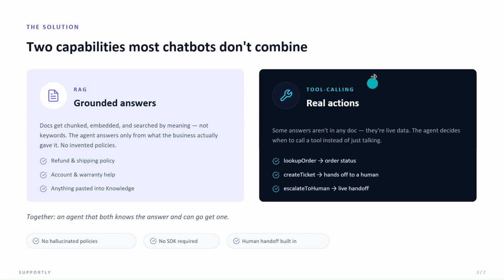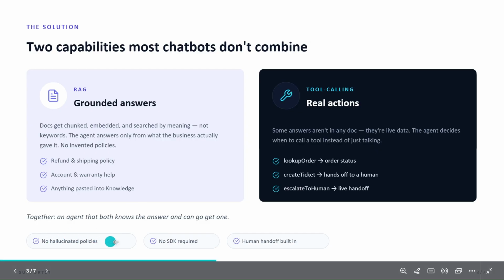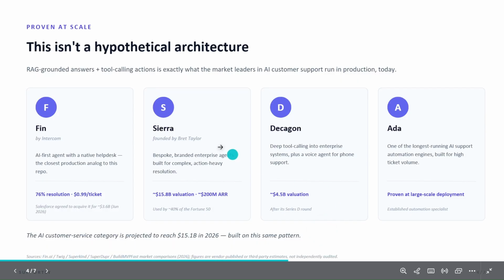Then we have the main thing, which is tool calling. We also have a section where you can embed your APIs, which again I'm going to show you. You just give access to your APIs, and if a secret key is required, then you also have to provide that, and our AI agent will automatically call that API and provide the answer to the user in real time. They don't have to wait for a long time. So an agent that both knows the answer and can go and get one. No hallucination policy, no SDK required, human handoff built in.